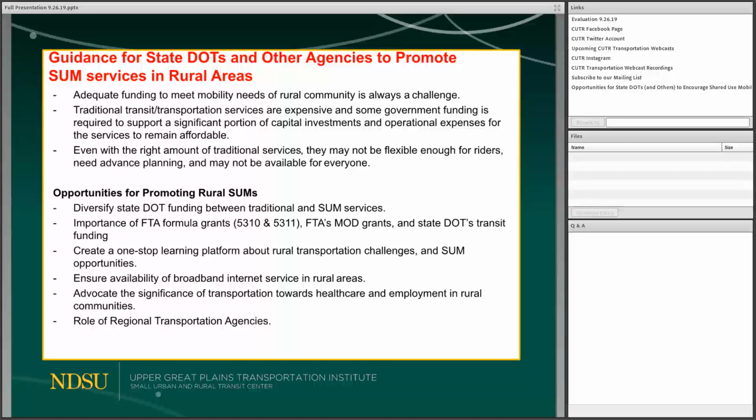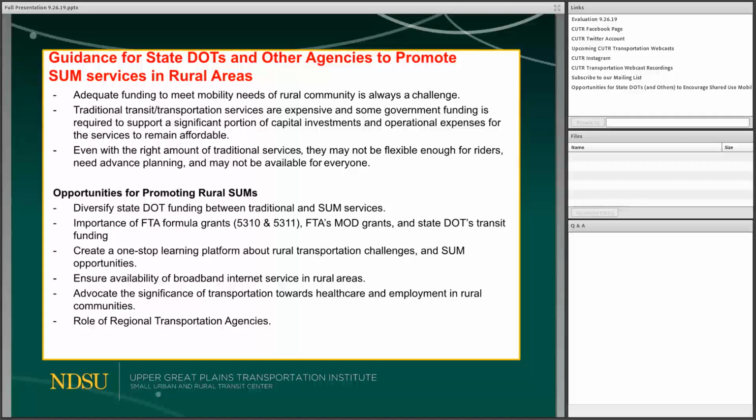And a one-stop information could be very helpful. It has been observed from our research that a lot of shared use mobility providers are not knowledgeable about the unique challenges in rural communities. And similarly, rural community stakeholders are not aware of all the shared use mobility options. So it's nice to have one-stop information to educate both the entities.